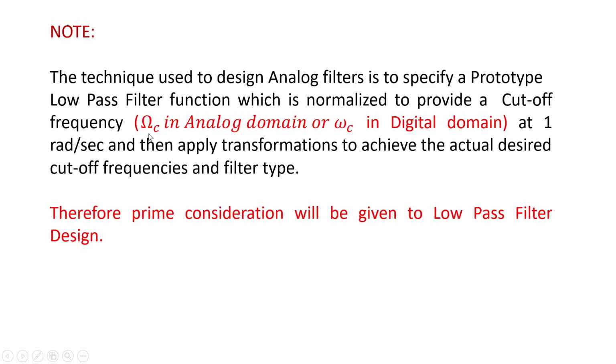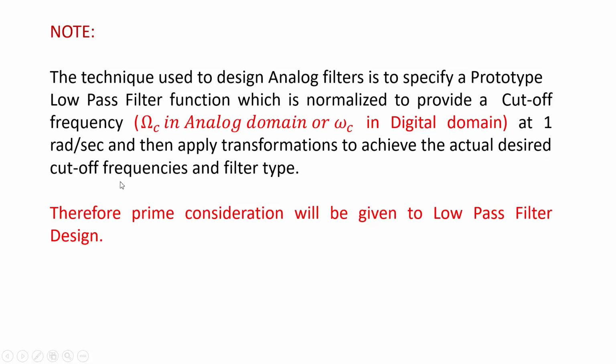In my lectures, I am taking capital omega as analog frequency and capital omega c as the cutoff frequency in the analog domain, and small omega c is the cutoff frequency of a filter in the digital domain. But at present, since we are designing analog filters, we will deal with capital omega c. Once we come to digital filters, then we will come across small omega. Now, the filter function is normalized to provide a cutoff frequency at 1 radian per second.